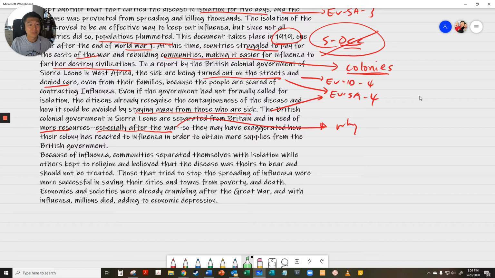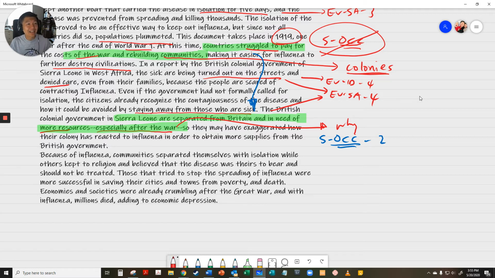A report by the colonial government. Let me come back to that. Countries are struggling to pay for the cost of war and rebuilding communities, and thus Sierra Leone and the colonies are separated from Britain, especially after the war. Now, there's a question if this is enough here. Can the reader make these two connections? Because if the reader does, then this is sourcing again using occasion, except this is now the second time in this case.